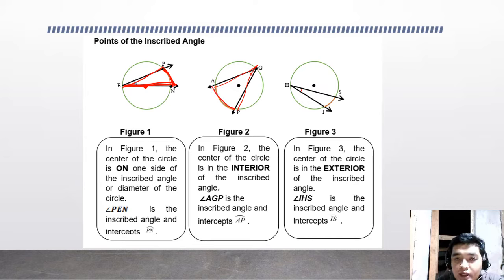In figure 3, the center of the circle is in the exterior of the inscribed angle. Angle IHS, this is the intercepted arc. Again, this is exterior, the center is outside. This one is interior, and this one is on the diameter or on the chord of the circle.